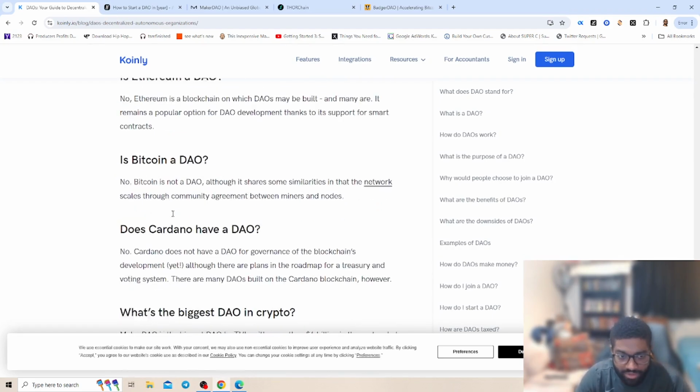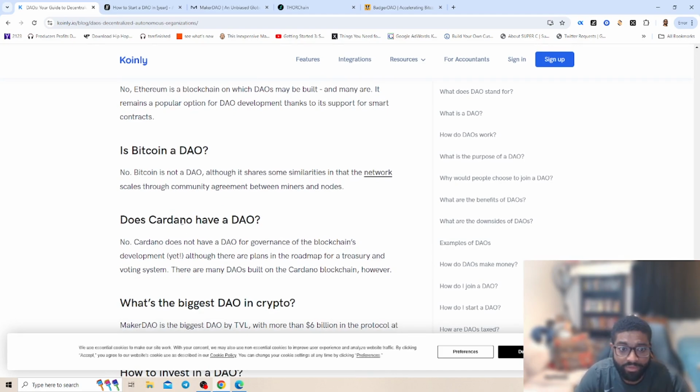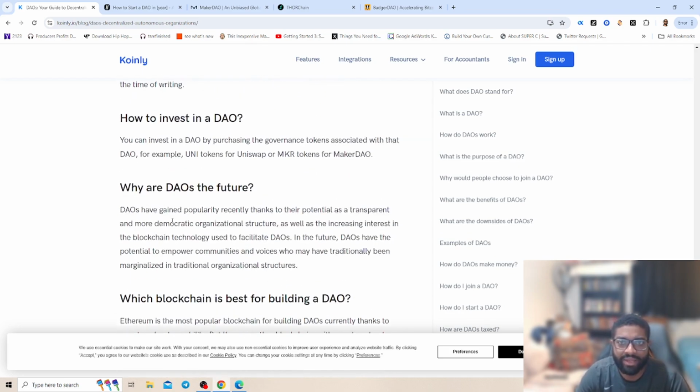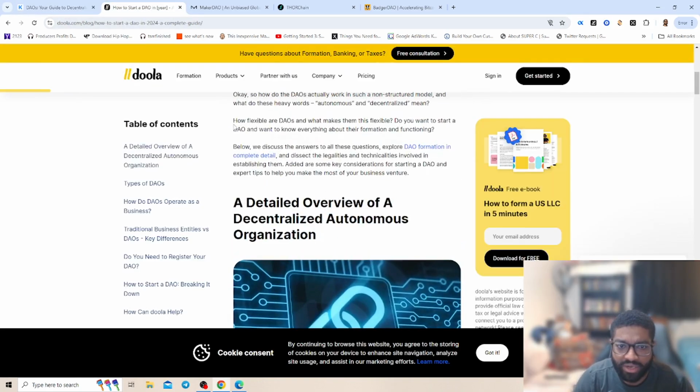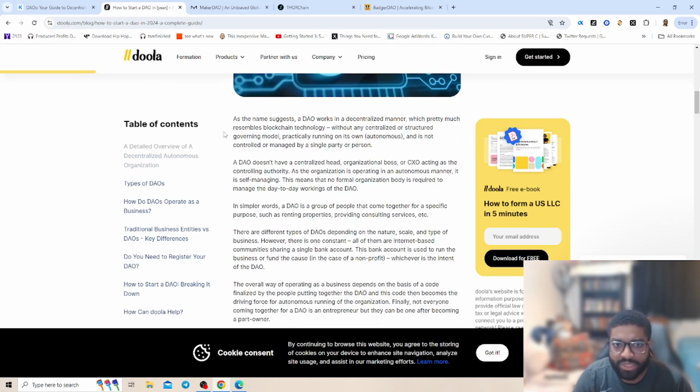You can build DAOs on Ethereum, Bitcoin DAOs, even in Cardano, they have DAOs within different projects. So a lot of DAOs could be cross-chain. I'm going to show you a single chain DAO. Then I'm also going to show some cross-chain options for this series. But let's go on to our next part of this video. It shows like a starter guide, a detailed overview of decentralized autonomous organizations. I'm going to skim through this briefly.